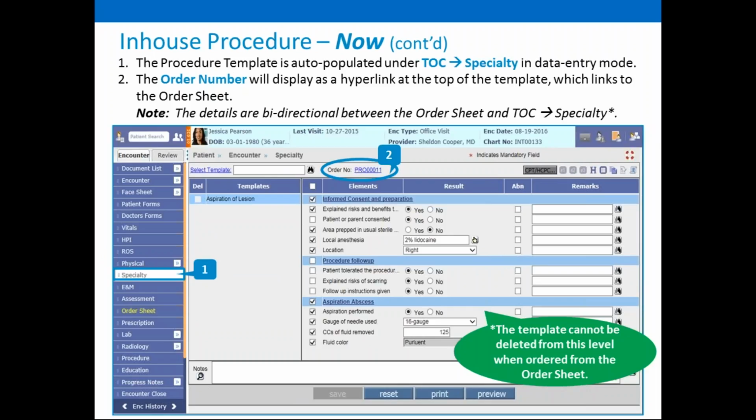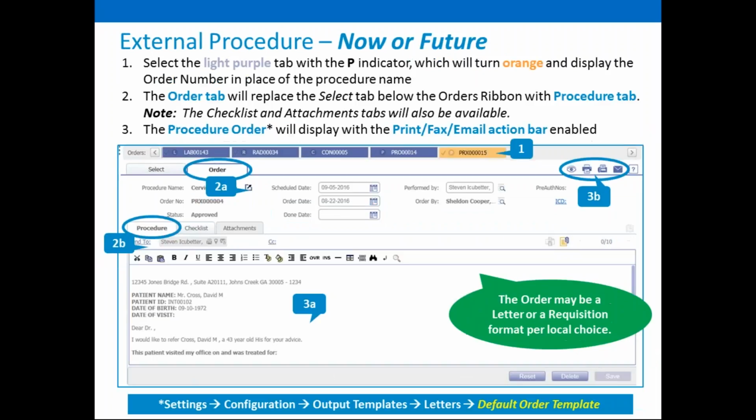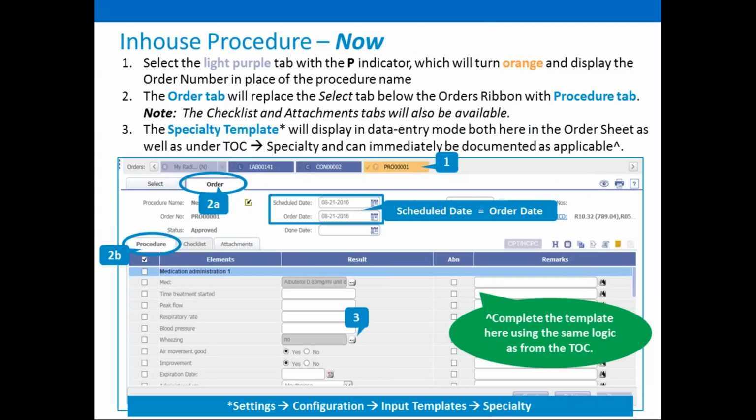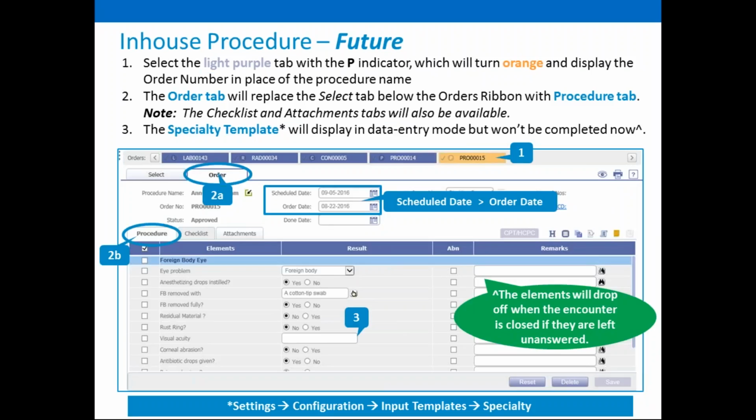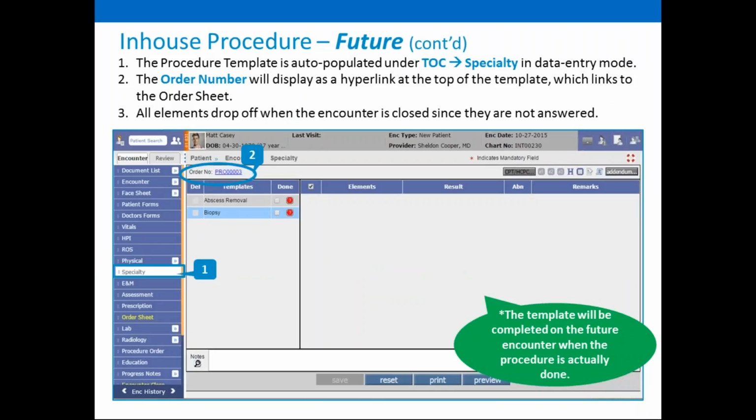So when it comes to these procedure orders, if it's external, your procedure order tab is a letter or a requisition that you can fax, print, or email. If it's an in-house procedure, it's going to show you the questions, and if you're doing it now, you can go ahead and complete it now. If it's for the future, the questions will display, but you're not going to answer them, and when you close the encounter, they fall off. Because then when they come back next week, you're going to actually answer the questions.